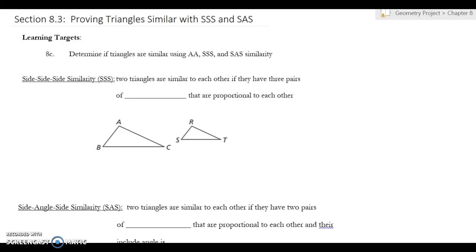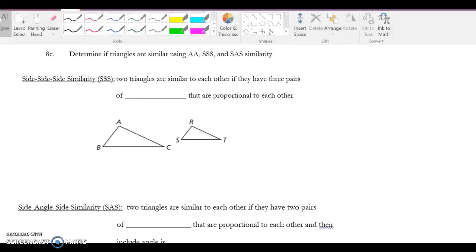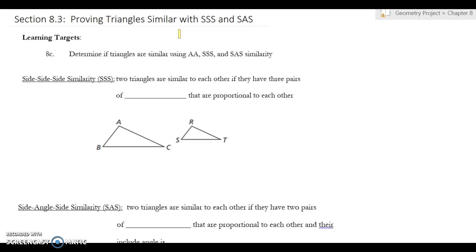What we're working on today is section 8.3. We have already learned about similar figures. I remember when one is larger than the other and they have proportional sides and equal angles. Last lesson we learned that you only needed two sets of equal angles for them to be similar. Today we're going to learn about side, side, side, which is what it sounds like.